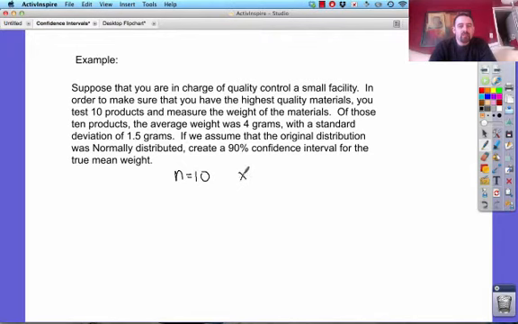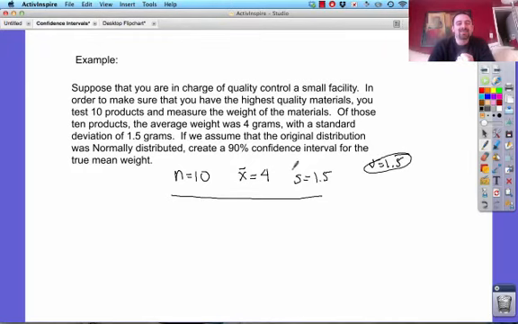Those 10 products have a mean of 4, and those 10 products have a standard deviation of 1.5. Now, the difference between this and problems we've done before is, in the problem we've done before, it would have said these 10 products have a standard deviation of 4, and all products have a standard deviation of 1.5. If the statement had said all products, we would have been looking at sigma. But these 10 products says the sample has a standard deviation of 1.5. Okay? That's why I know this is a sample standard deviation and not a population standard deviation.